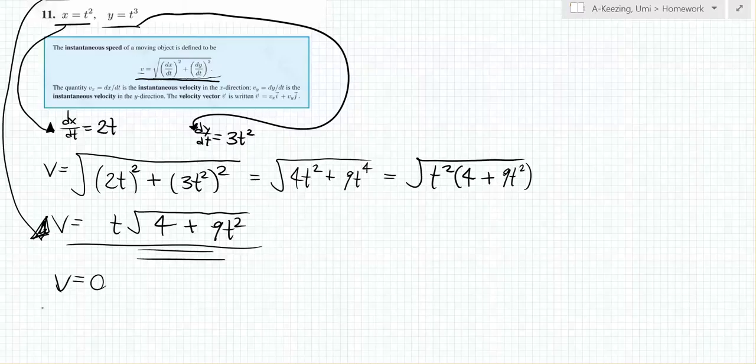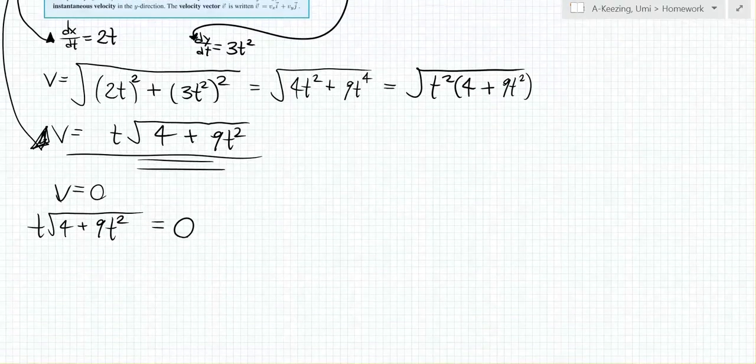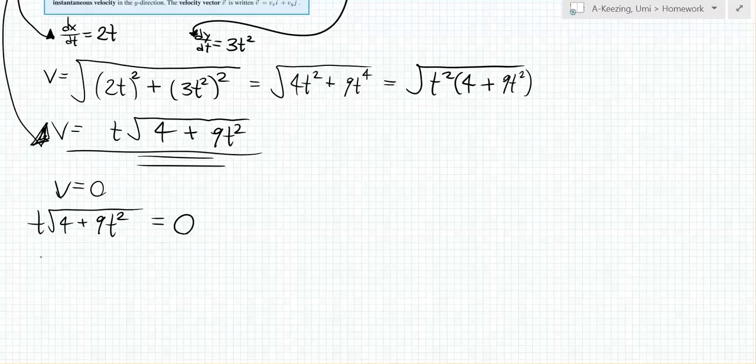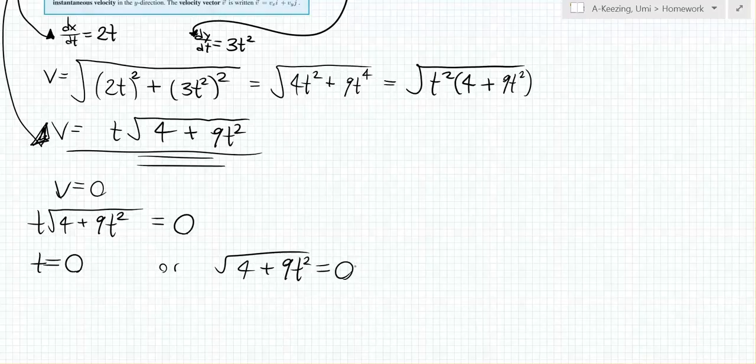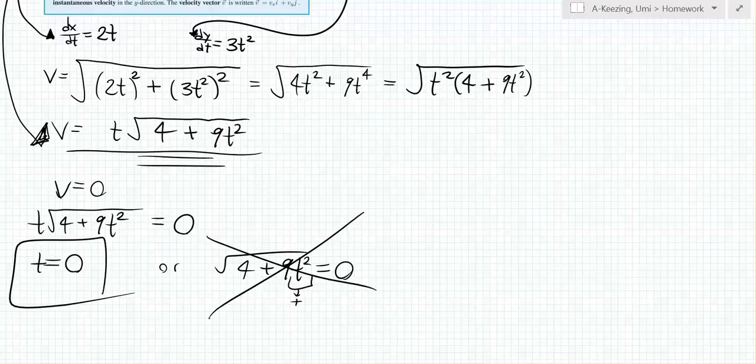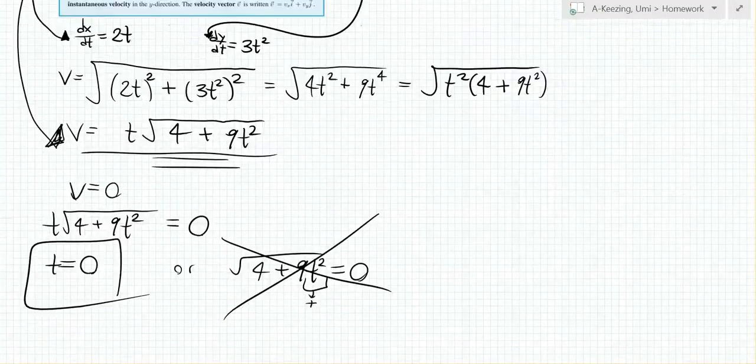So for v to equal 0, t root 4 plus 9t squared has to equal 0. So we know how to factor or find zeros, so therefore t equals 0 or root 4 plus 9t squared equals 0. We can't have 4 plus 9t squared equals 0 because t squared must be positive. So 4 plus 9 times a positive is never 0. Therefore, that doesn't work. And we are left with t equals 0.